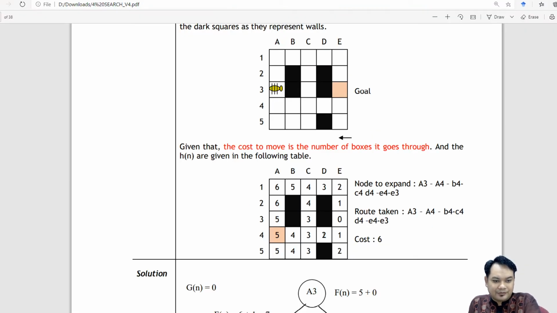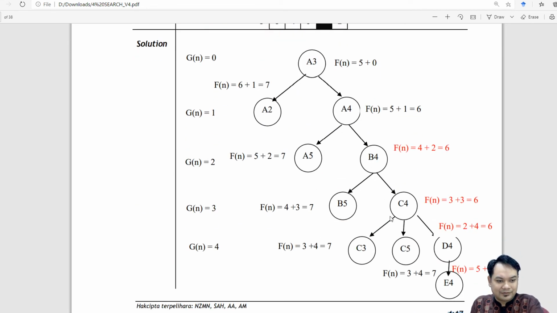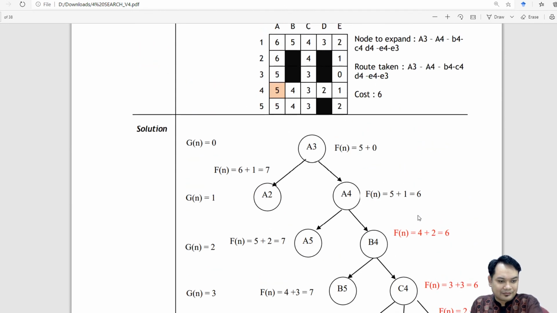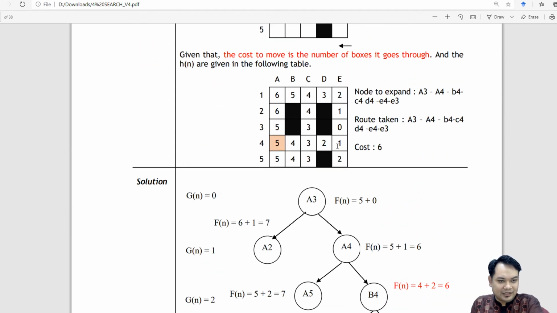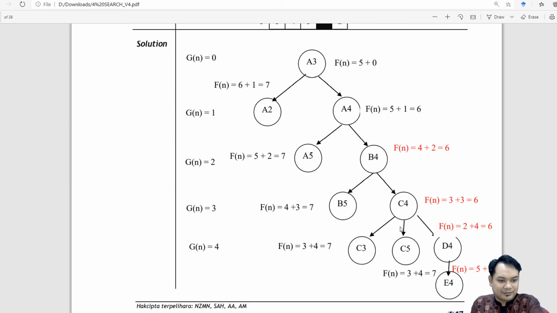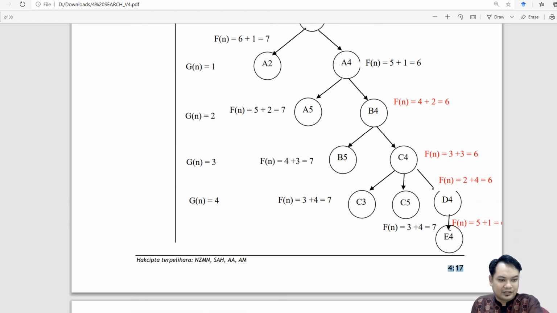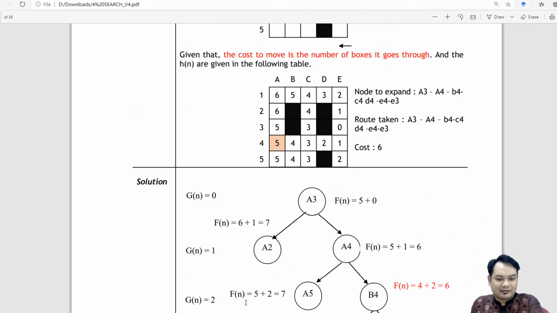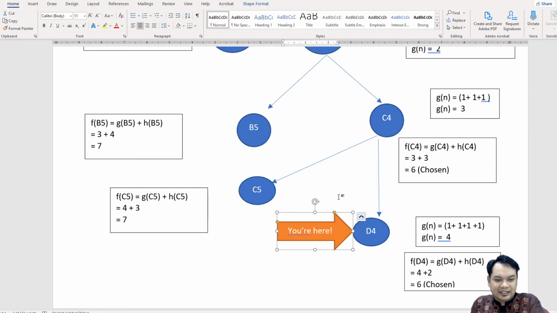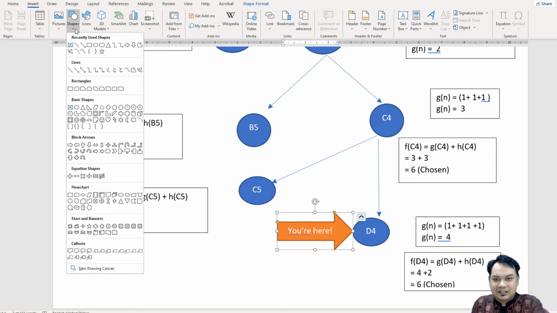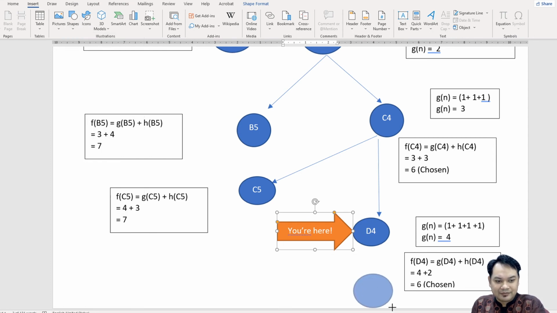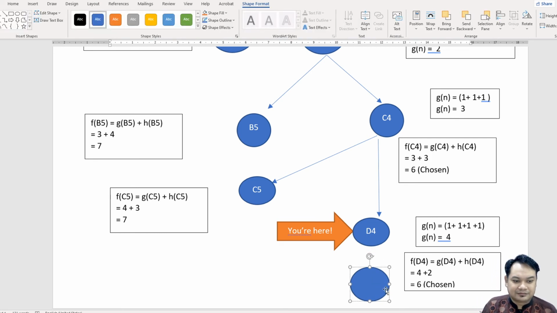So, duduk kat D4. Alright, and then when it goes to D4, dia tak ada choice lain lah except to move forward to E4. So, E4 ni dia calculate tak? Kita tengok. Bila dia pergi pada D4, dia tak calculate. Sebab dia tak ada competition sebenarnya. Dia tak ada choice. So, dia pergi pada E4.